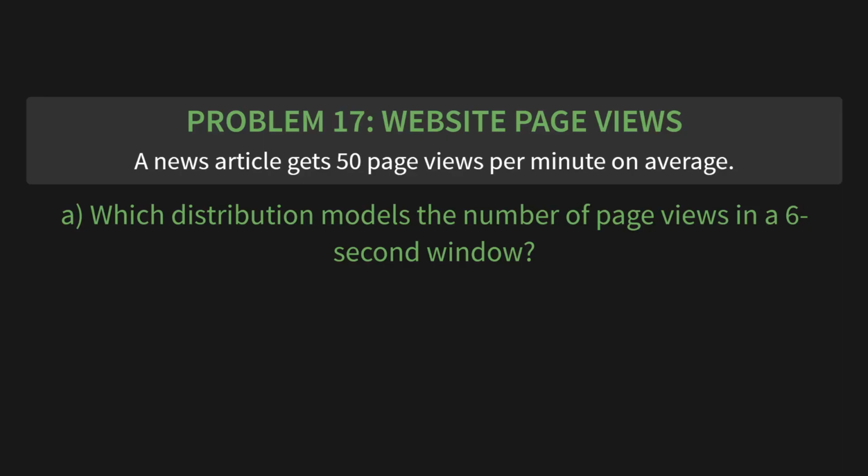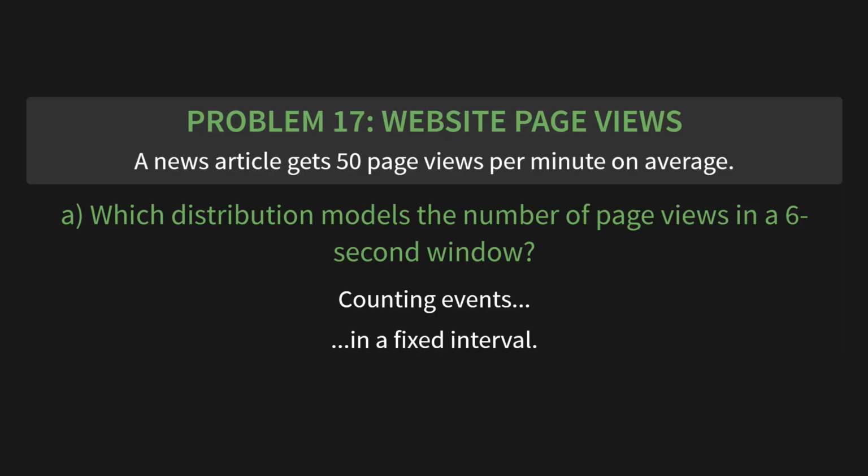Let's move on to problem 17, website page views. A news article gets 50 page views per minute on average. Part A. Which distribution models the number of page views in a 6-second window?